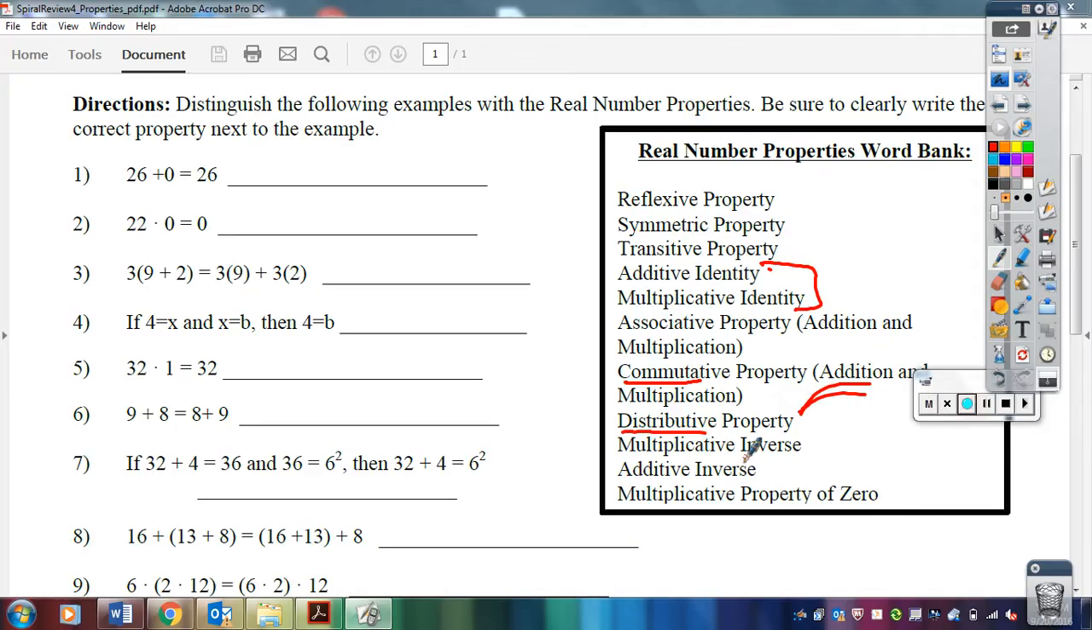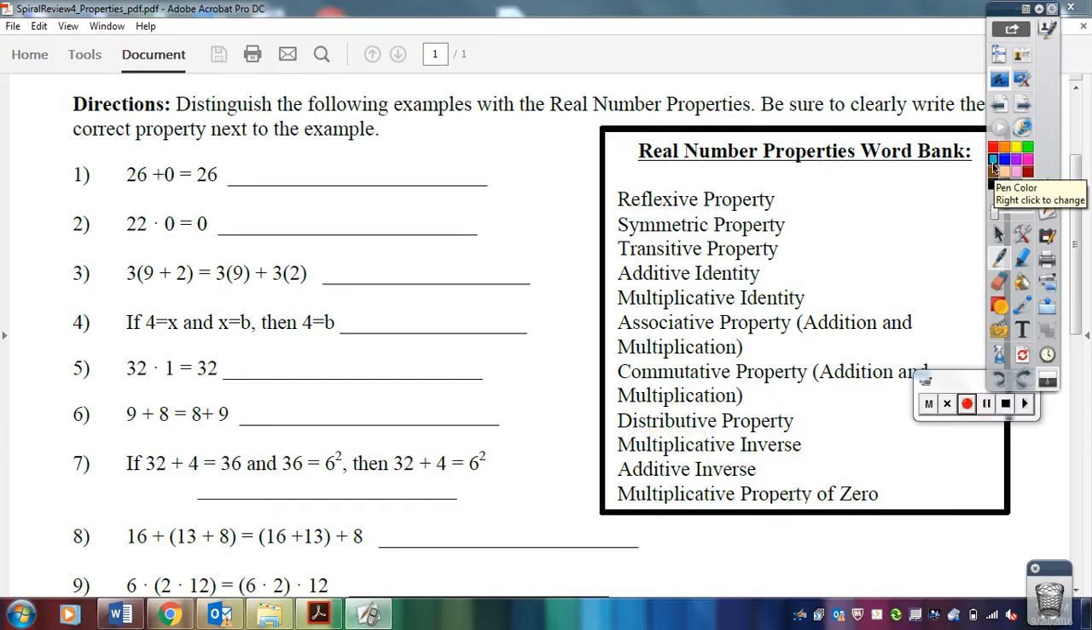The multiplicative inverse is reverse, so you add the opposite. Not switch the order, you add the opposite, or multiply by the opposite. This is where we talk about reciprocals. 2/3, the reciprocal would be 3 over 2. And additive inverse, if you have a number, let's say 5, you would add a negative 5. Now, of course, the multiplicative property of 0 says if you multiply by 0, you get 0.